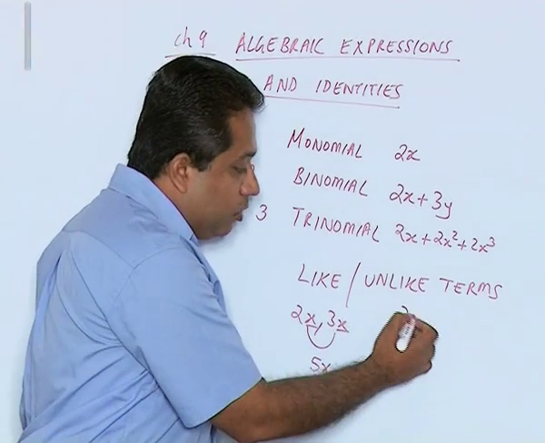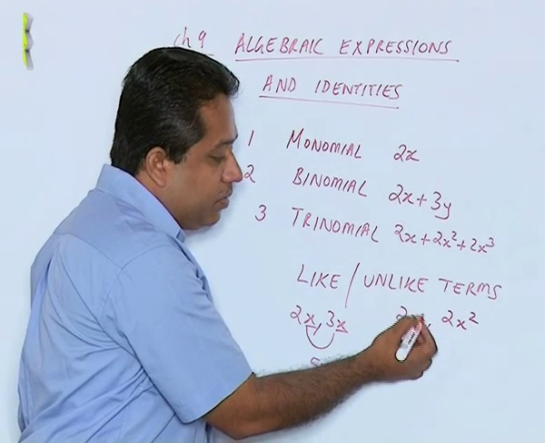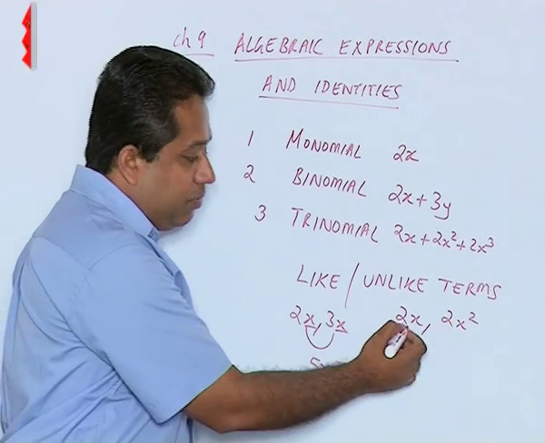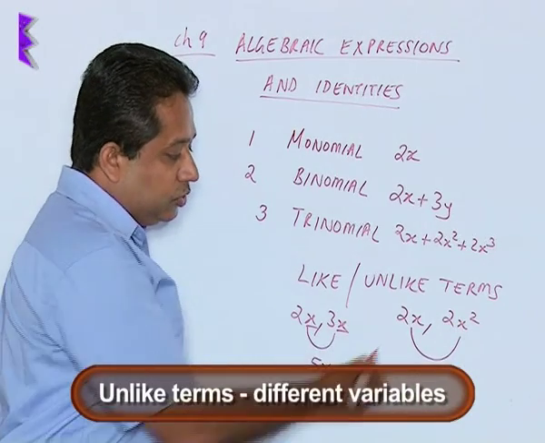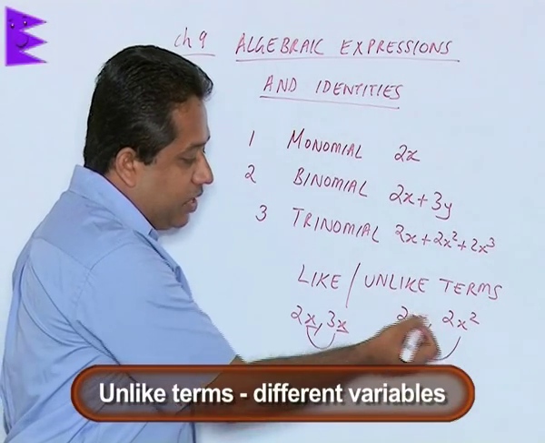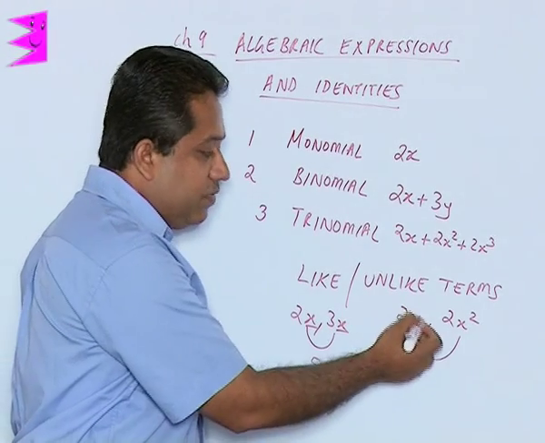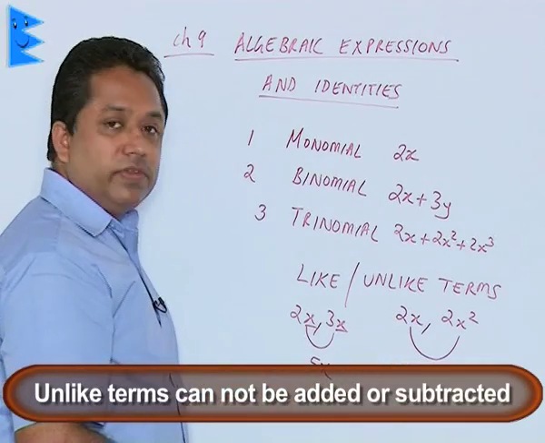But if you look at 2x and 2x square, here we find that the variable is x, here we find the variable is x square. So, such type of terms are called unlike terms. So, here the number could be same or could be different, that does not matter, but what matters is the variable part. So, these are unlike terms, they cannot be added or subtracted.